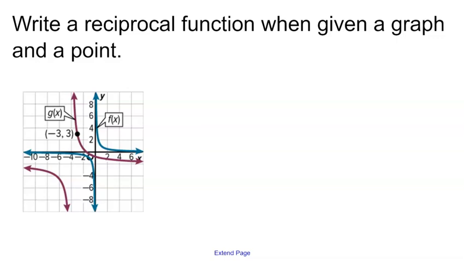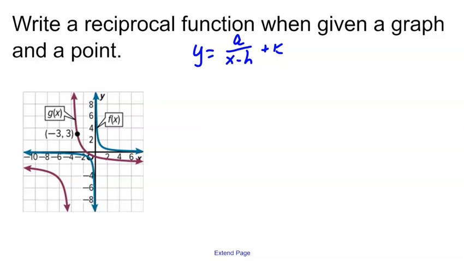Now for this one, the format is going to be y equals a over x minus h, and then plus k. Now for this one, we need to identify our asymptote lines. Our vertical asymptote is whatever h is going to be.